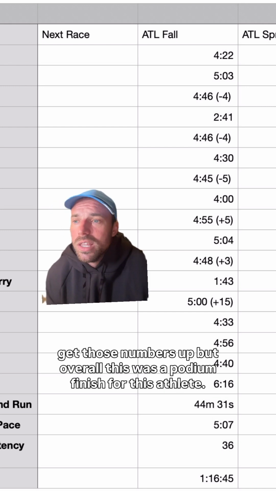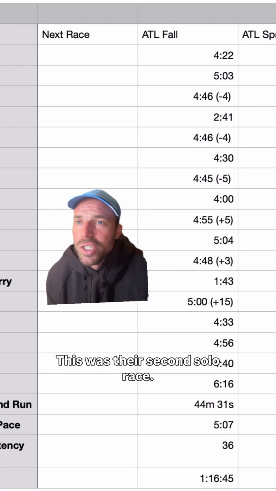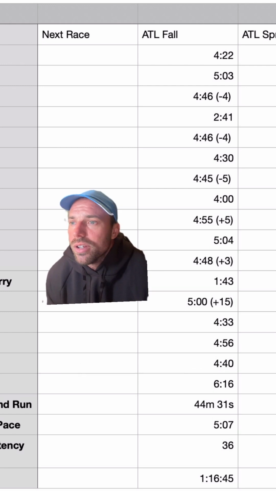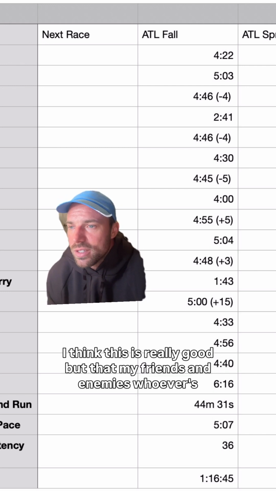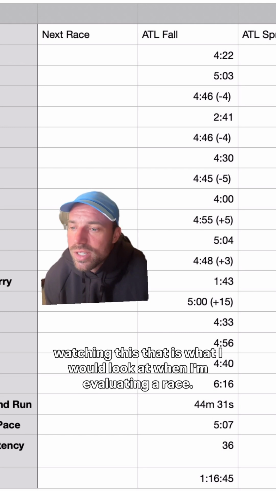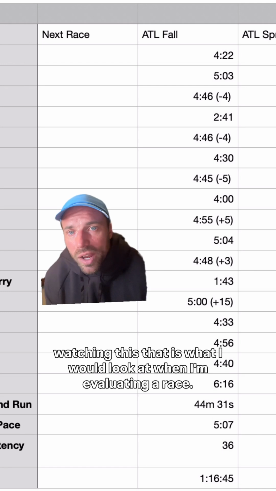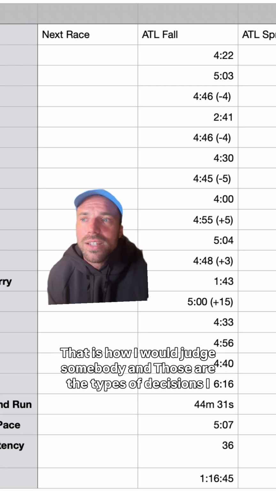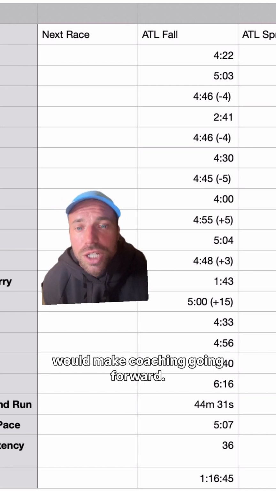But overall, this was a podium finish for this athlete. This was their second solo race. They are really, really solid. I'm really pumped about this performance. I think this is really good. But that, my friends, and enemies, whoever's watching this, that is what I would look at when I'm evaluating a race. That is how I would judge somebody, and those are the types of decisions I would make coaching going forward.